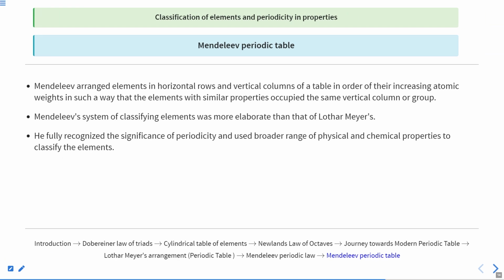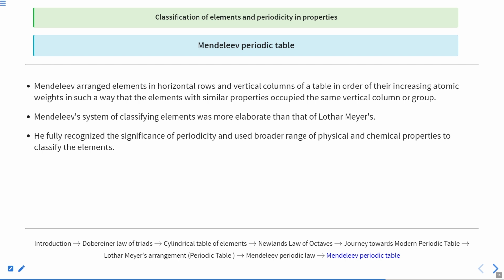Now, Mendeleev arranged elements in horizontal rows and vertical columns of a table in order of their increasing atomic weight, in such a way that elements with similar properties occupy the same vertical group. What is the meaning of this? The good thing about Mendeleev was that he did not put a restriction. Okay, we are going by increasing atomic weight, so we will go in this way. We will try to classify it in a solid form, or a kind of structured periodic table. He was not rigid.